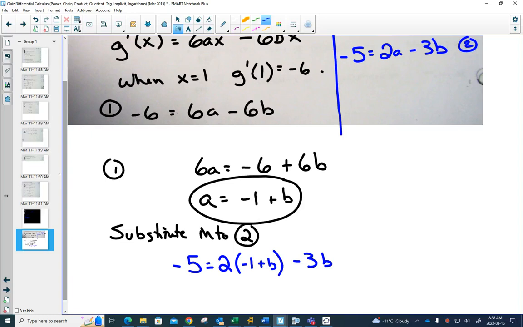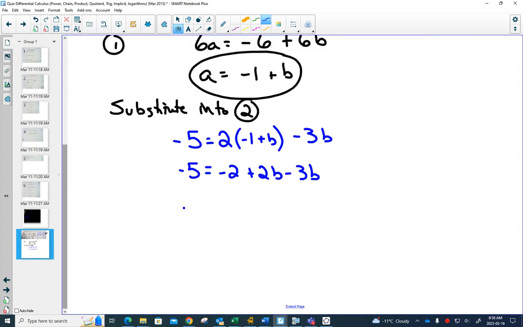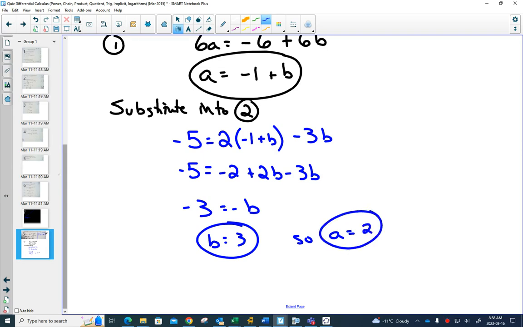Having an equation with just b, I can just do the regular algebra, distribute this 2, combine my like terms, add the 2 to the other side, and you get b is equal to 3. I can now take that b is equal to 3 and substitute it into the equation where I had a all by itself, and I now know that a is equal to 2.